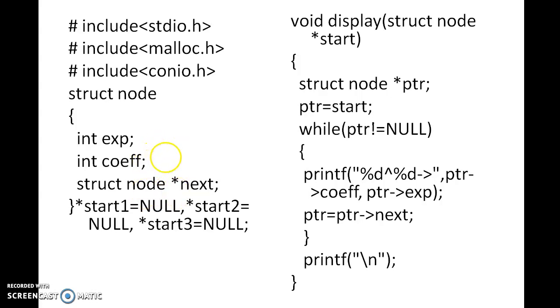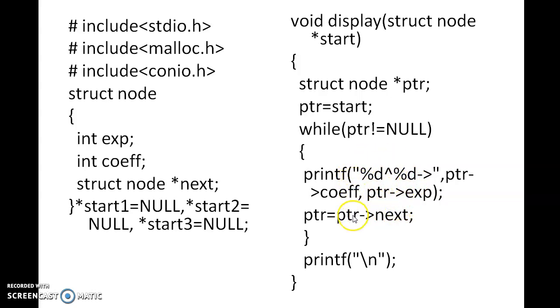I am taking three polynomials: start 1, start 2 and start 3. Start 1 is for the first polynomial, start 2 is for the second polynomial and start 3 is for the third polynomial. And the display function is the same as the previous one. It is starting at the start and we are displaying up to the last node, that is, the coefficient and the power, the pointer of coefficient and the pointer of exponent.